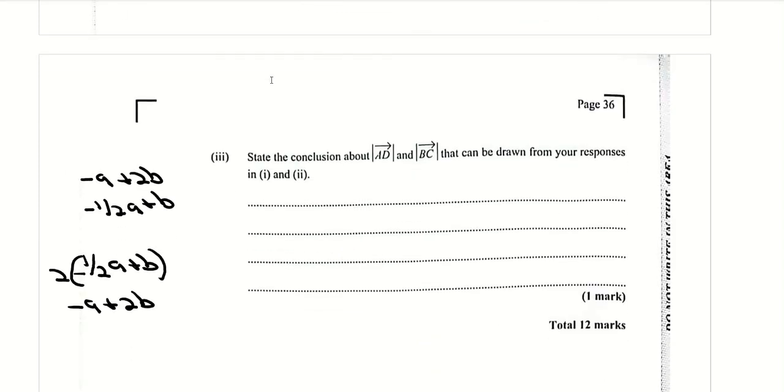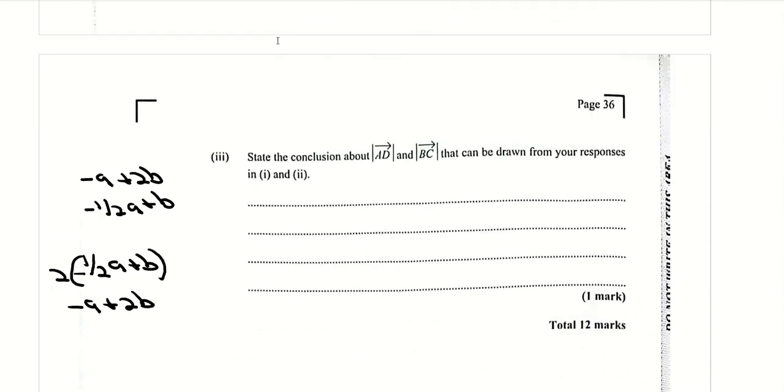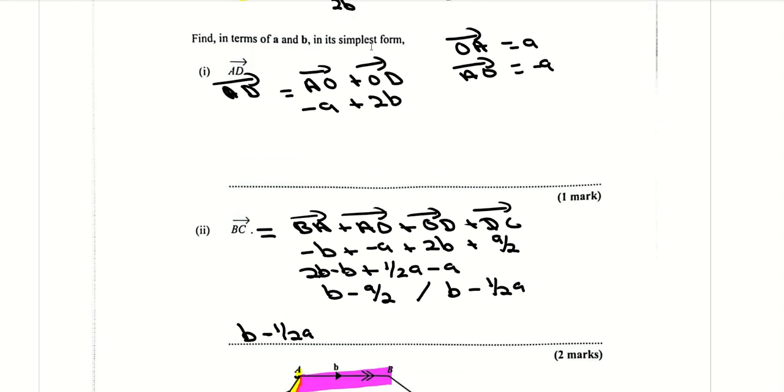Right, so immediately you would say, what is AD? AD is the first one, and this is the second one. You would say 2BC is equal to AD.